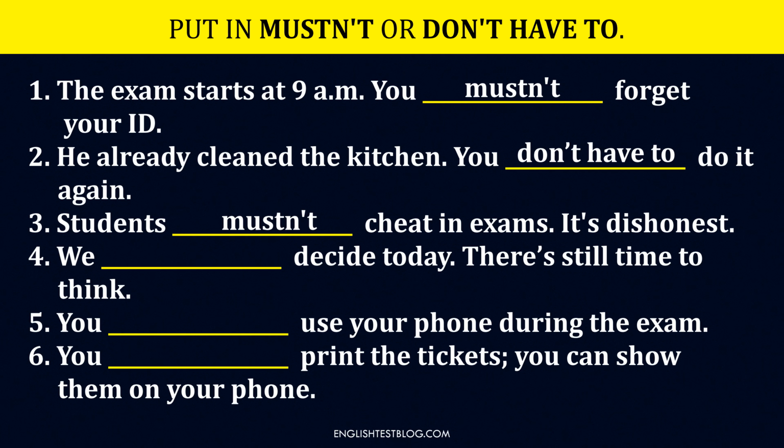Sentence 4. We don't have to decide today. Don't have to is used because deciding today is not necessary. There's still time available, so the action is optional. Don't have to indicates there's no obligation to act now.